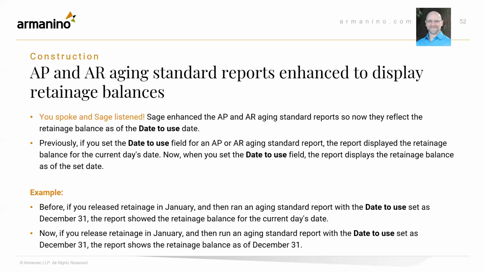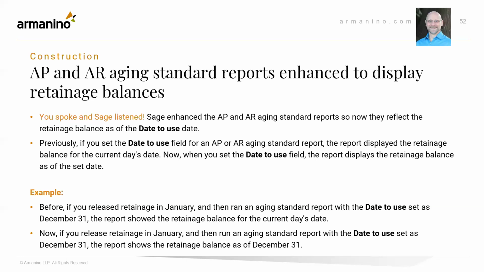So they enhanced basically the AP and AR aging reports, so that for the retainage balance, when you set the date to use, before it would just show the retainage balance and it didn't matter. So for example, before, if you released retainage in January and then ran an aging report with the date to use set to September or just set to December 31st, it would show the retainage balance even all the way through January.